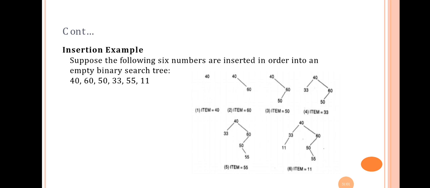And then 11. First, 11 is compared with the root node 40. It is less than 40. And then compared with 33, 11 is again less than 33. So it comes under the left side of 33. This is the insertion process of a binary search tree.